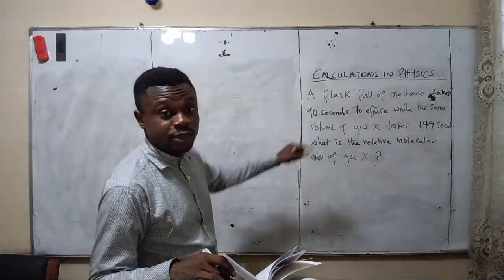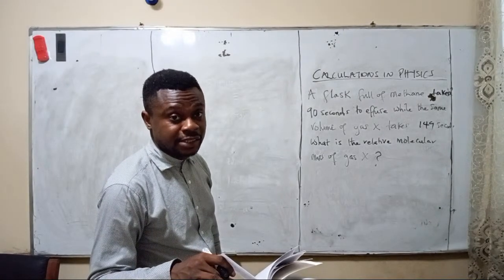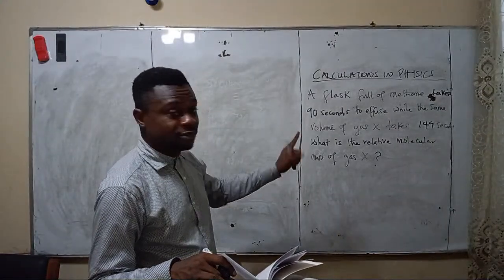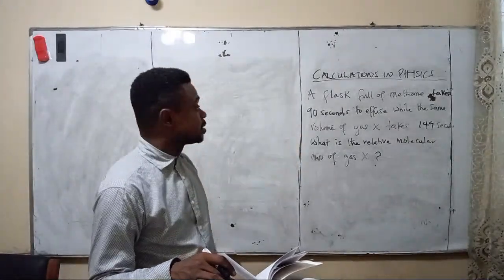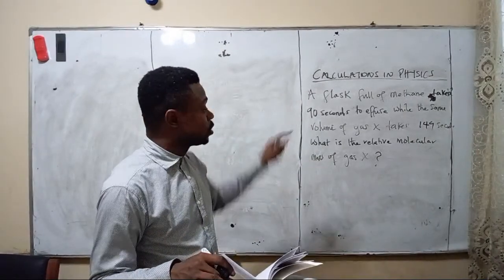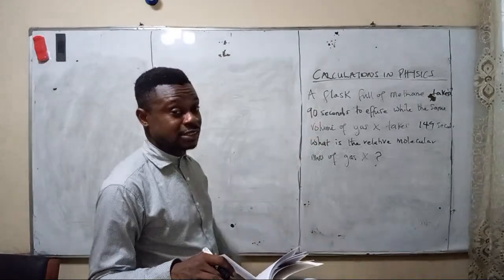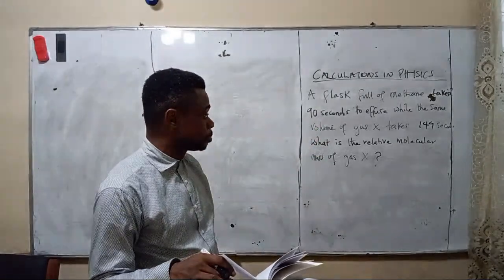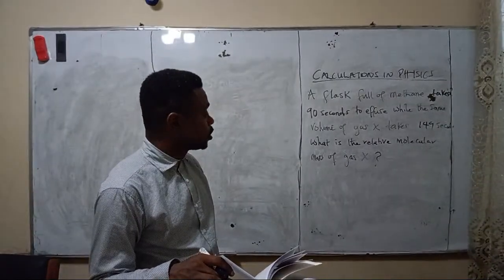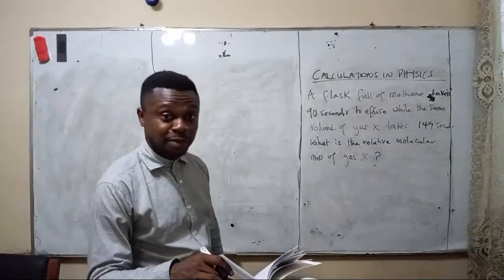This has to do with rate of diffusion in gas. I'm comparing the rate of diffusion of two gases, methane and gas X, and this also serves as a link to determine the relative molecular mass of the unknown gas. So that's what this question is all about. And the law that explains this is Graham's law of diffusion.